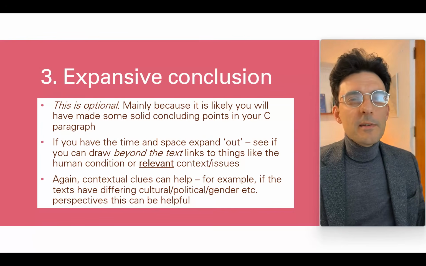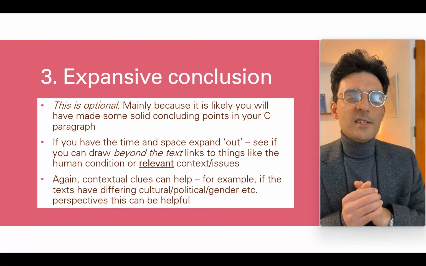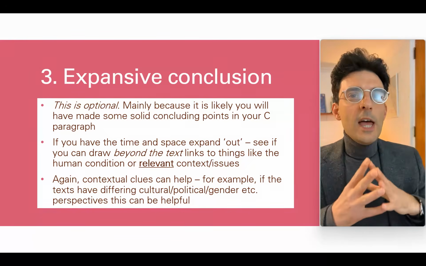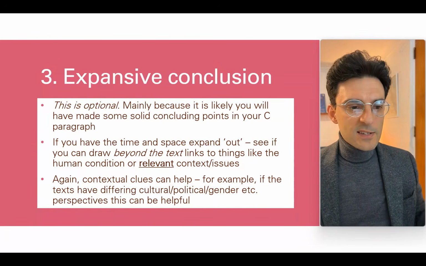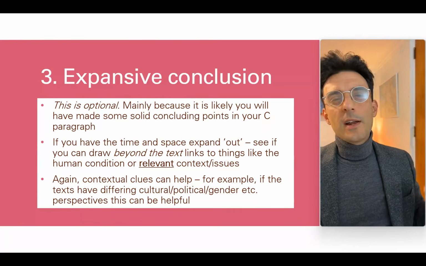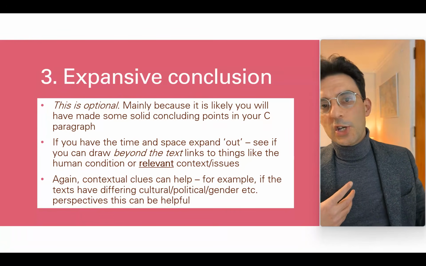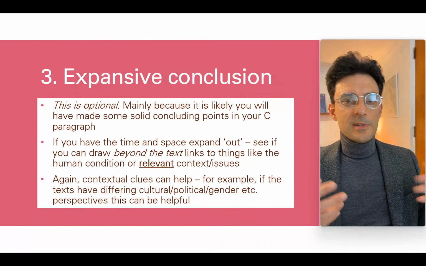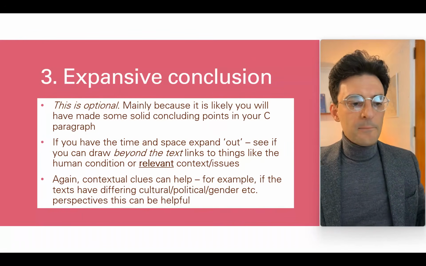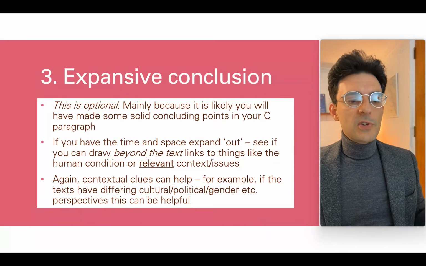Well, it's the same as I've discussed in previous videos. The expansive conclusion is just where you expand the discussion out. You're trying to push the discussion beyond the text a little bit here. You're really trying to tie it to things like the human condition or relevant real-world contextual issues and social links and stuff like that. Again, those contextual clues could be really helpful.